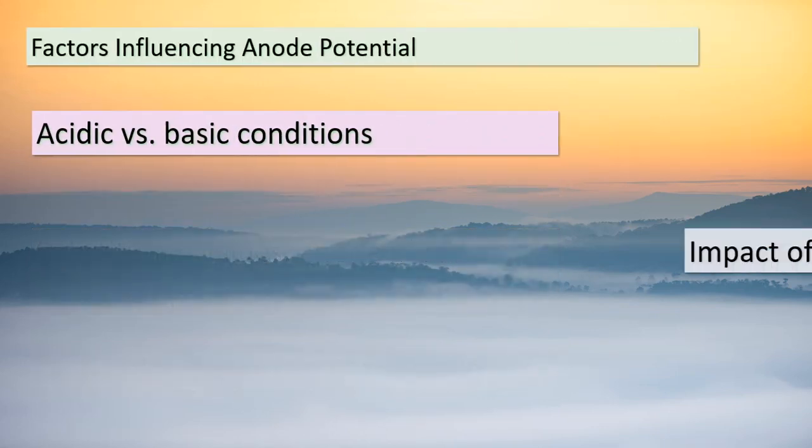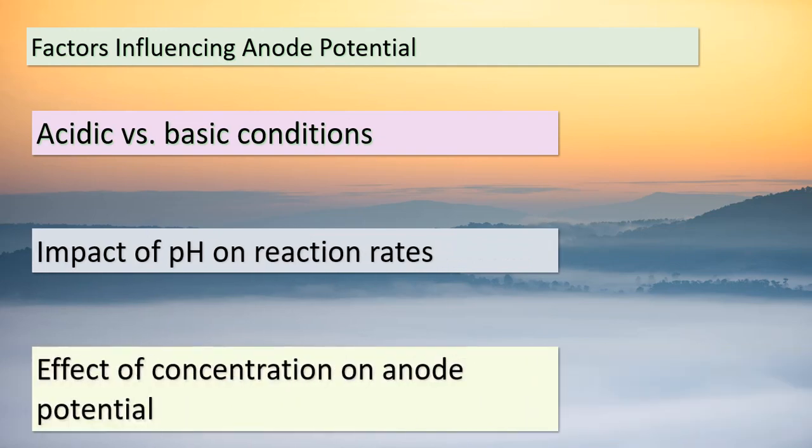Hello again, inquisitive minds. Our journey continues, as we explore the factors that influence anode potential. The potential of the anode reaction might not always match our expectations, especially when the reaction occurs in an acidic environment. You see, the potential of the anode reaction is influenced by the reaction surroundings, like pH and concentration. In acidic conditions, the potential might differ due to the rate at which the reaction occurs. pH affects the availability of protons, which can speed up or slow down reactions.